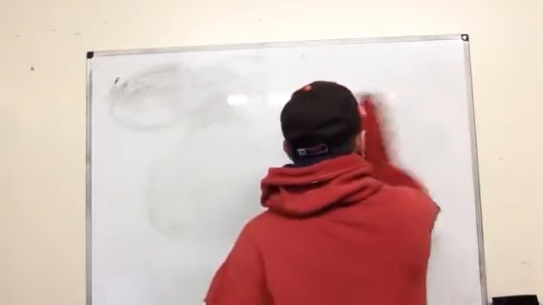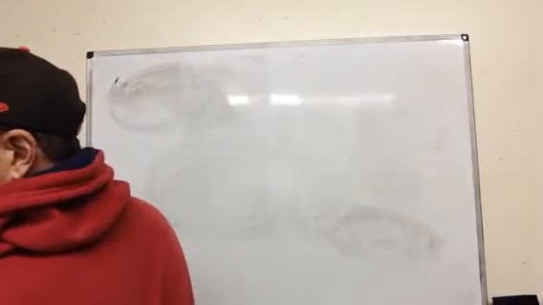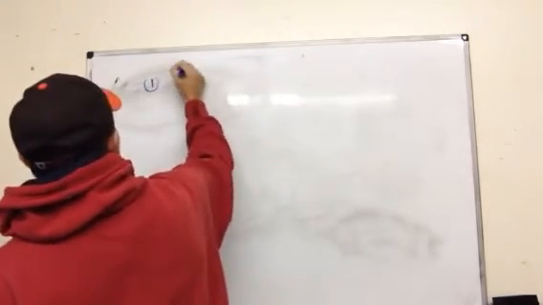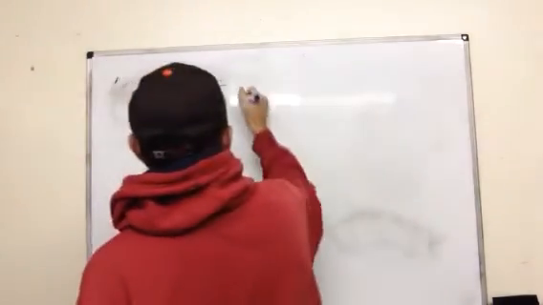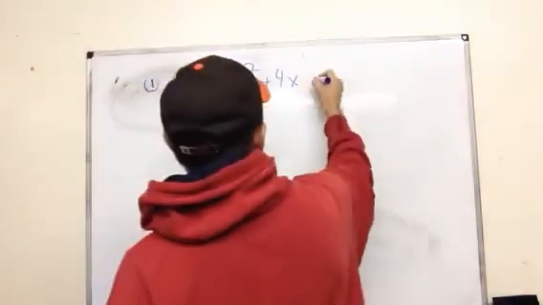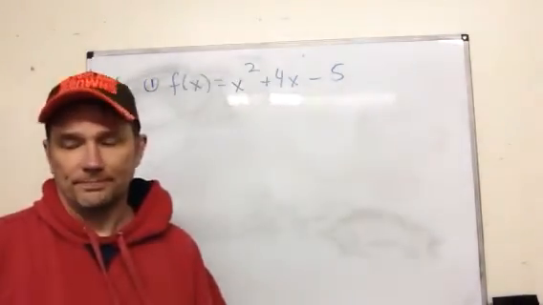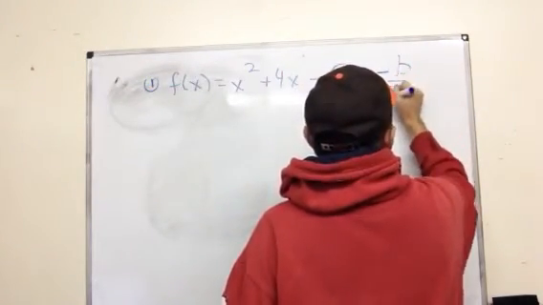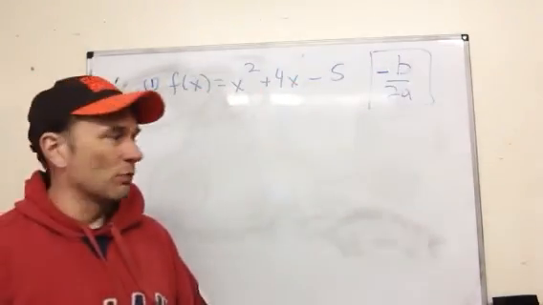Okay. Now, when we're given these, we're going to start with the function. First one we had was f of x equals x squared plus 4x minus 5. Now, you're probably saying, how do we find our vertex with this? We have to use a formula right there. Negative b over 2a.